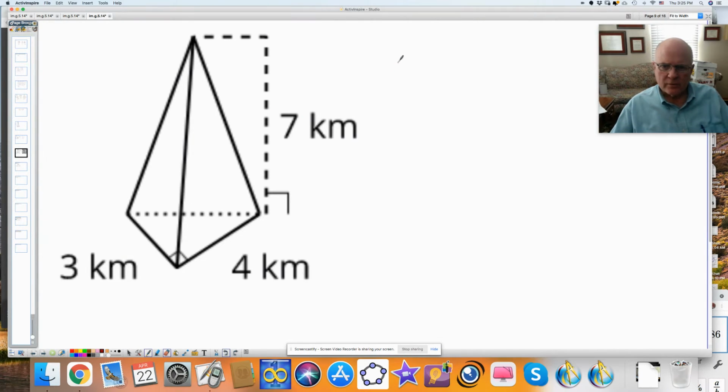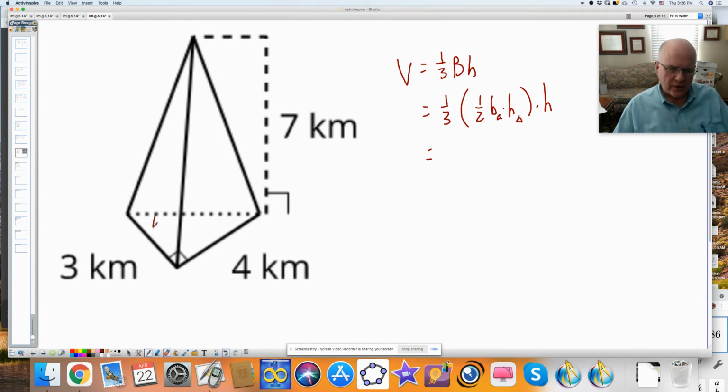This is a pyramid. Volume is equal to 1/3 the area of the base times the height. That's 1/3 times the area of a triangle, 1/2 the base of the triangle times the height of the triangle, times the height of the pyramid. This is a right triangle, so this would be the height and this would be the base. So we have 1/3 times 1/2 times 3 times 4 times 7, and I get the answer 14 kilometers cubed.